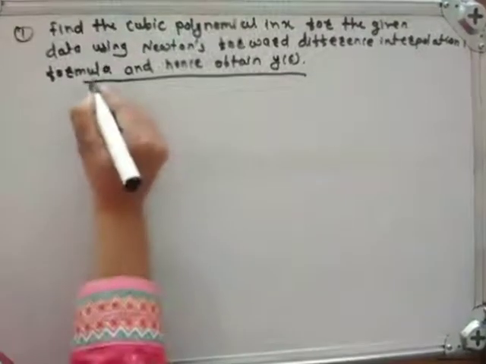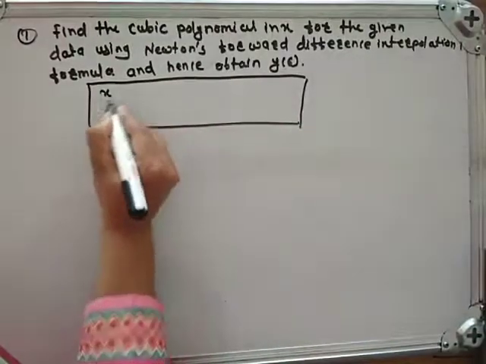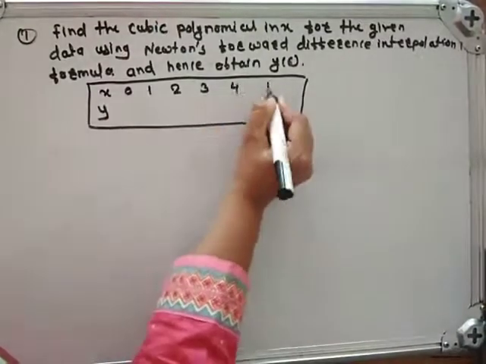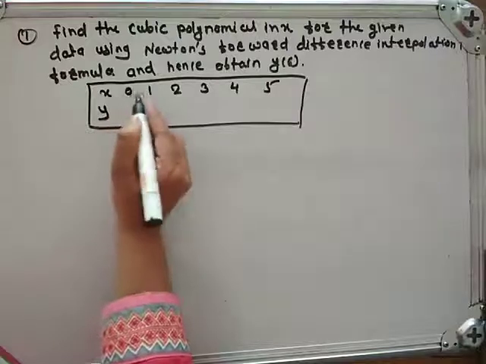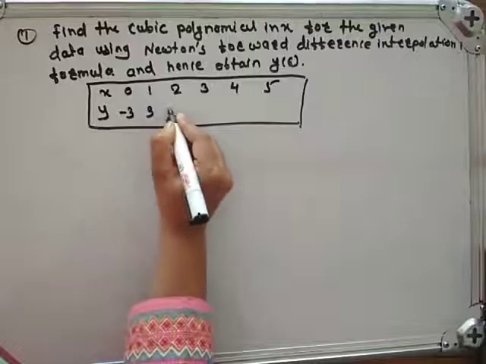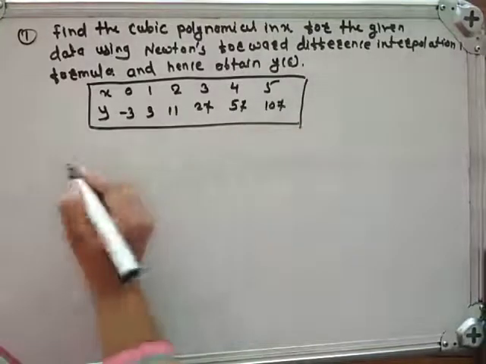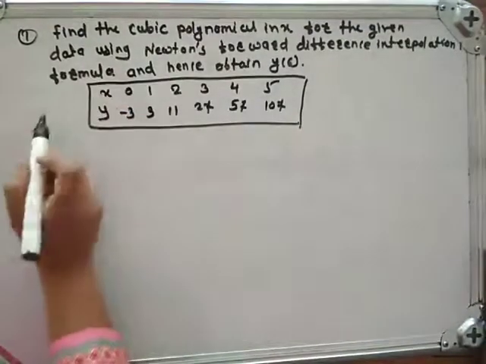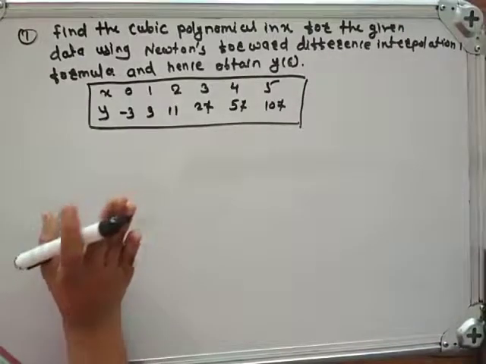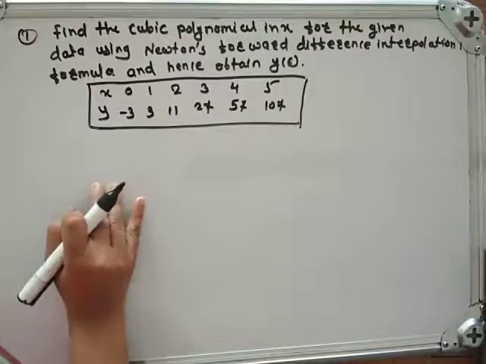Okay, you have been given values of x and y. X, y: 0, 1, 2, 3, 4, 5. When x is equal to 0, the value of y is minus 3. Then 3, 11, 27, 57, 107. To solve this type of problem, we have to first construct the forward difference table and then apply Newton's forward difference formula.